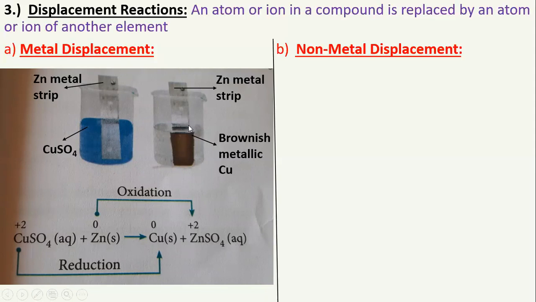So the zinc combined with the solution to become zinc sulfate, and the copper ions in the solution were displaced by the zinc metal. So here zinc has increased to +2 oxidation state, and again copper in copper sulfate from +2 to 0 gets reduced. So this is said to be a metal displacement. Here a metal gets moved. One metal has moved to the place of another metal. That is said to be a metal displacement reaction.